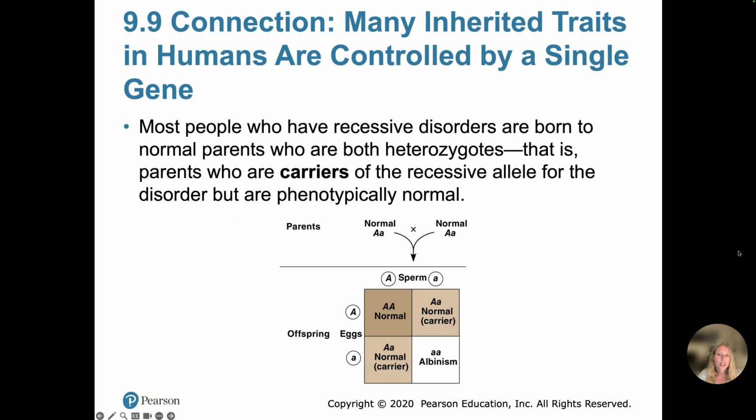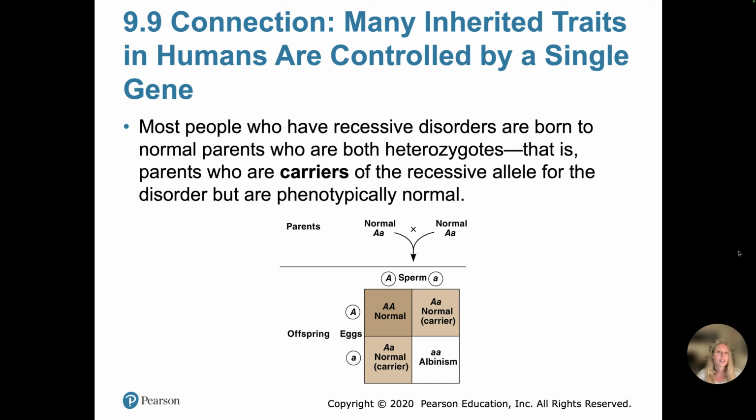Most people who have recessive disorders are born to normal parents who are both heterozygotes. That is, parents who are carriers of the recessive allele for this disorder, but are phenotypically normal. Whereas for dominant disorders to get passed on, that individual's parent has to have the disease as well and be showing symptoms of it because it's a dominant disorder.